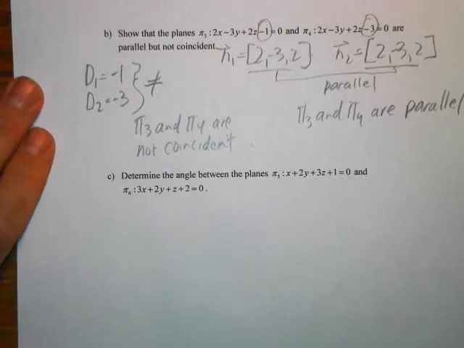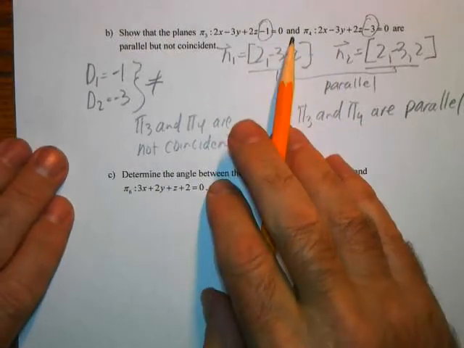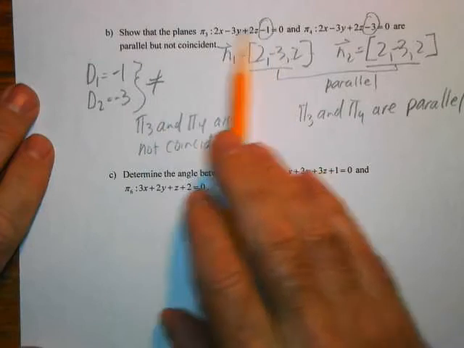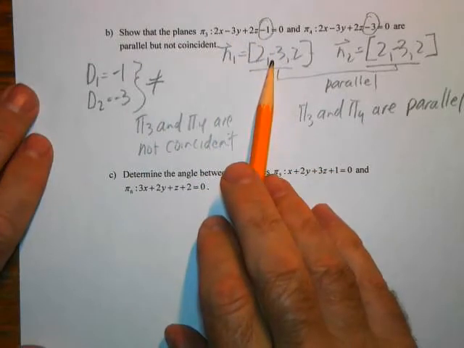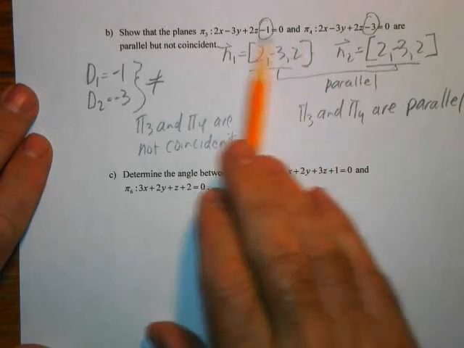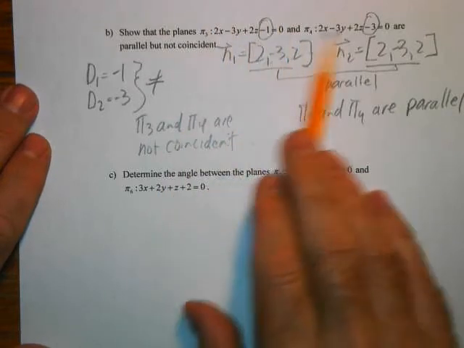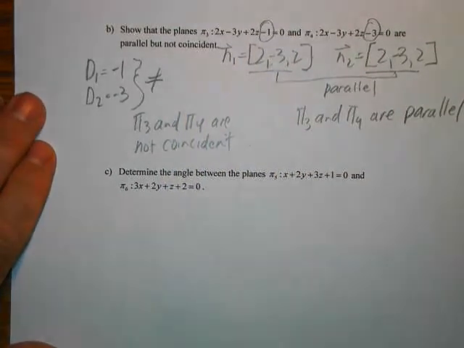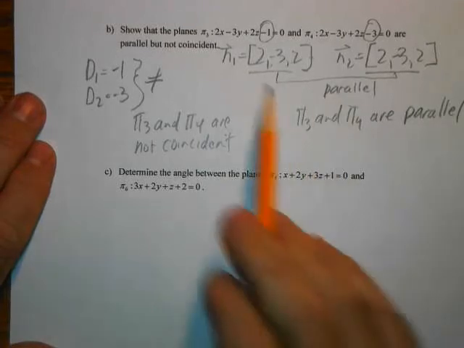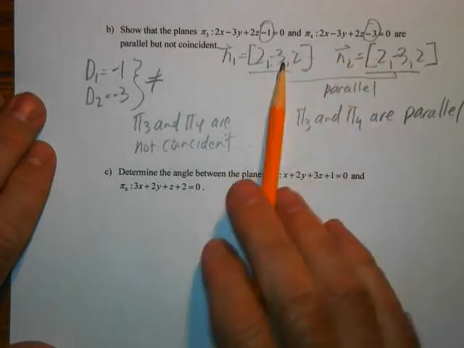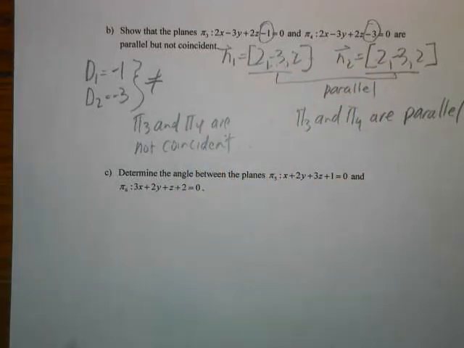Okay. Now, this was kind of an easier question than it should have been. If the normals were not exactly the same, probably what we would do is multiply one or both of these equations so that the ABC values were the same, and then compare the D values at that point. So a little bit of extra work if these were not exactly the same and just scalar multiples of each other.